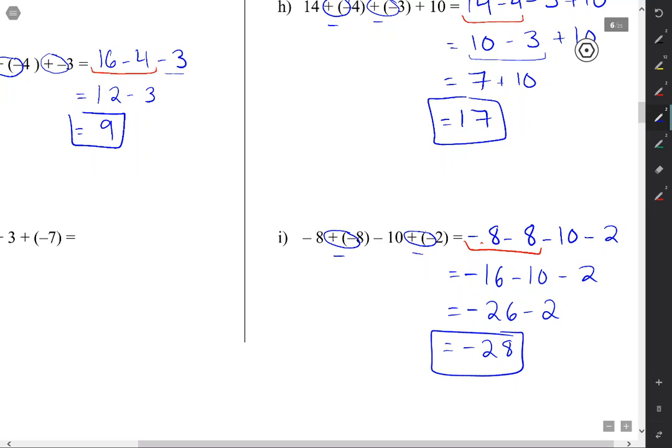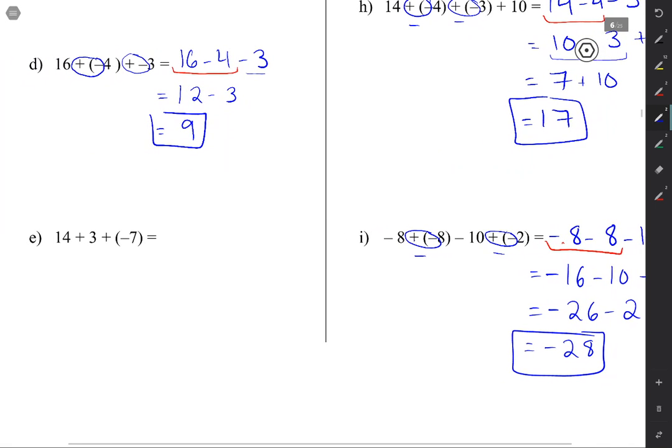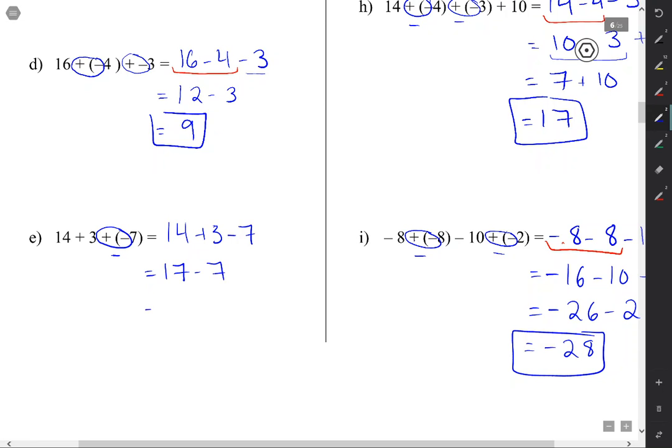I also realized I forgot one over here, so let's just fill this one out. This one's way easier than the last one we did. We just have one double sign over there. So we have a plus and a minus sign. That would change to a minus sign. So this would be 14 plus 3 minus 7. So 14 plus 3 would be 17 minus 7, which would give us positive 10.